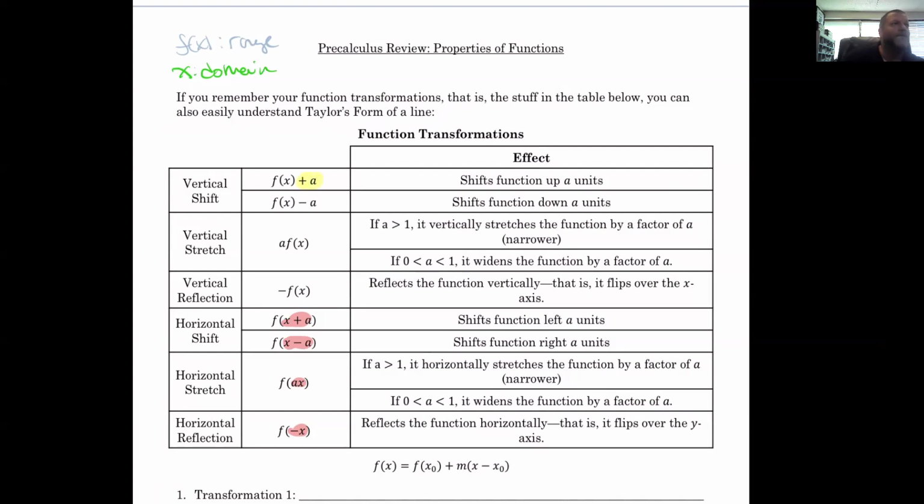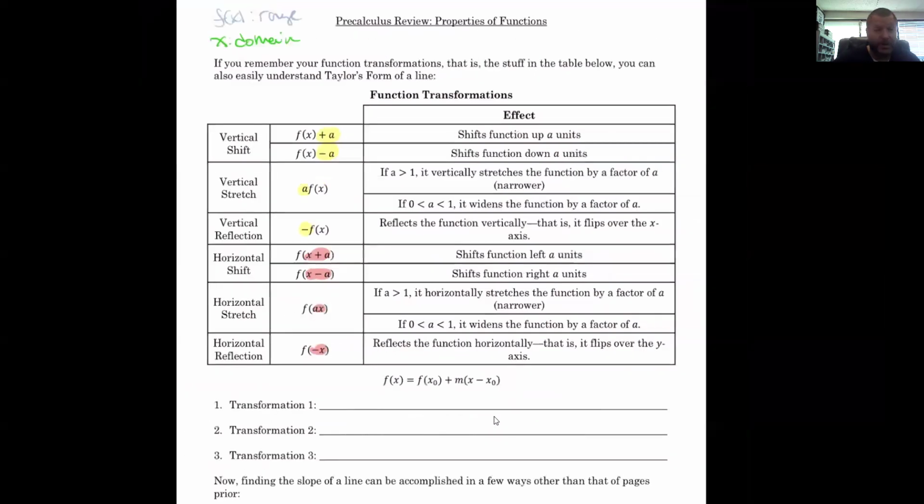Right, so I'm affecting the f of x, so I'm adding some value to it. I'm multiplying all of my y values by something. I'm negating all of my y values. So this is what each of these things do. Again, should be some sort of review for you. I doubt this is the first time you've ever walked into function transformations.